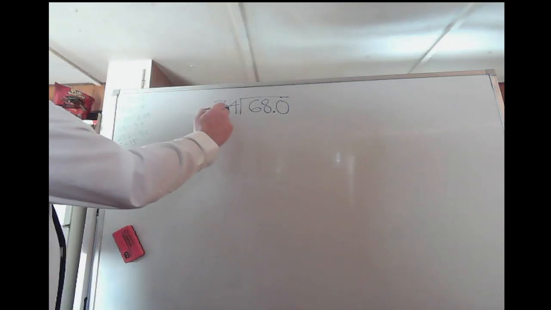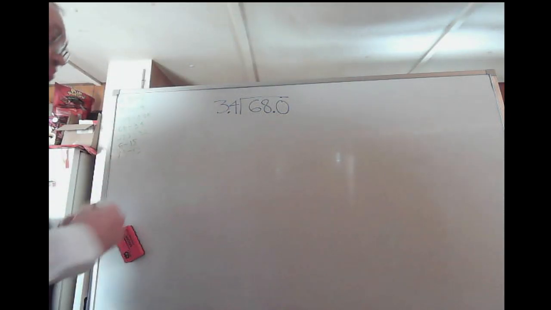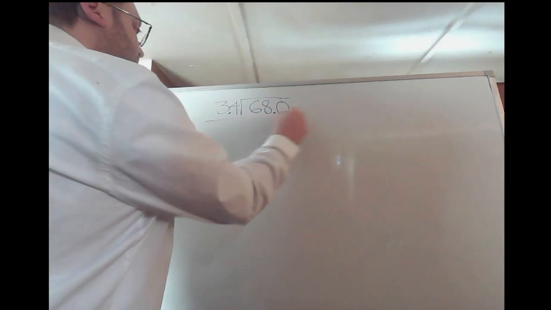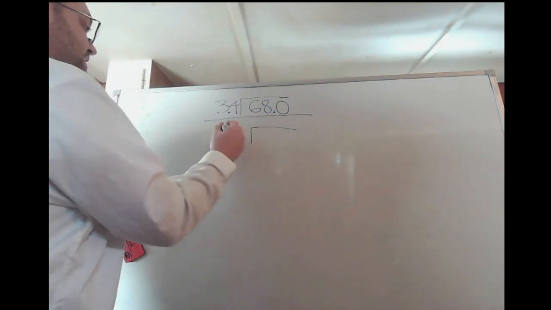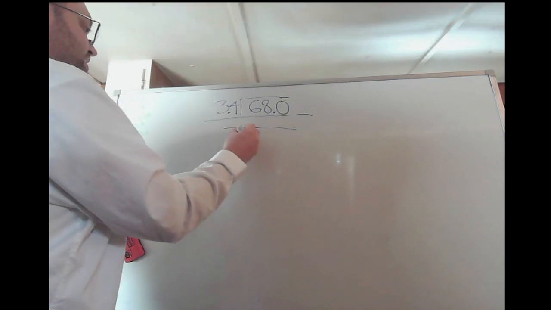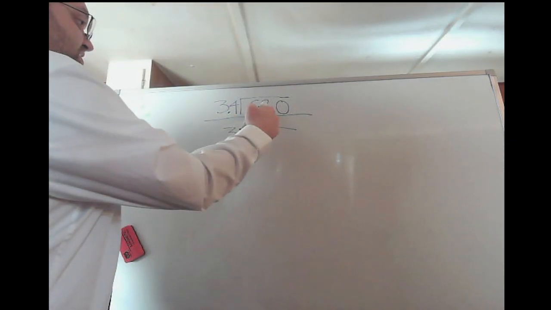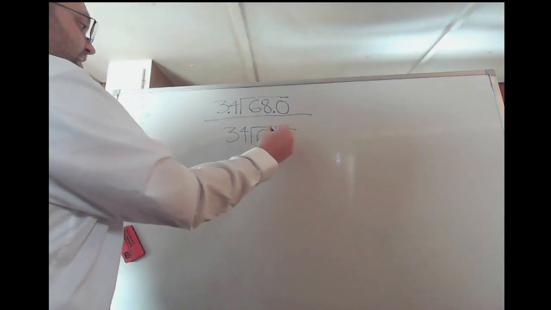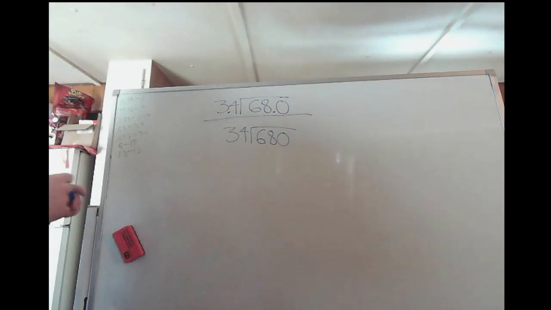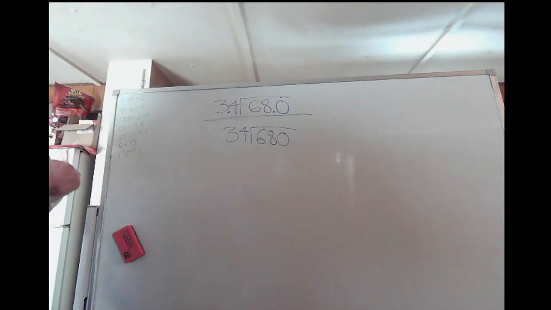In order to get rid of that decimal in the divisor, you need to move it over to the right 1 decimal place. So your new equation is going to look something like this. Let's see, the divisor will end up being 34. And then you move the 68.0 over to the right 1 decimal place, you'll have 680. So 680 divided by 34 is what you end up getting. Now we can do the division.